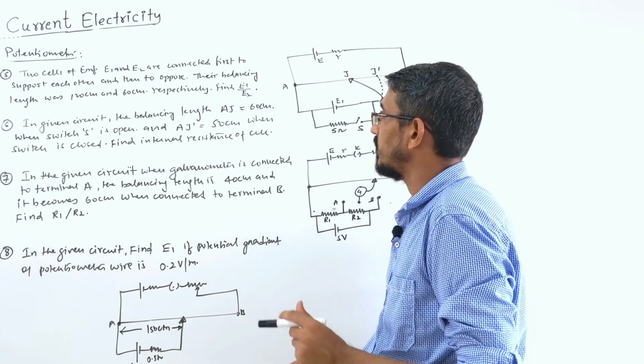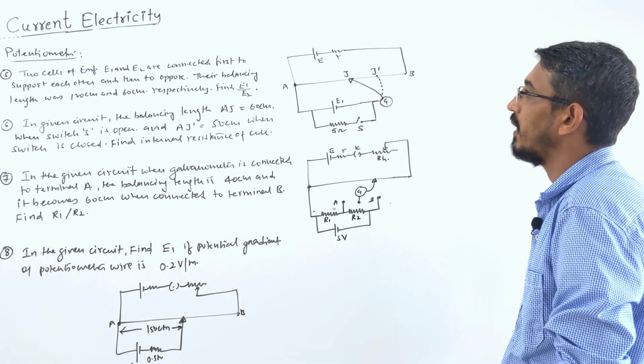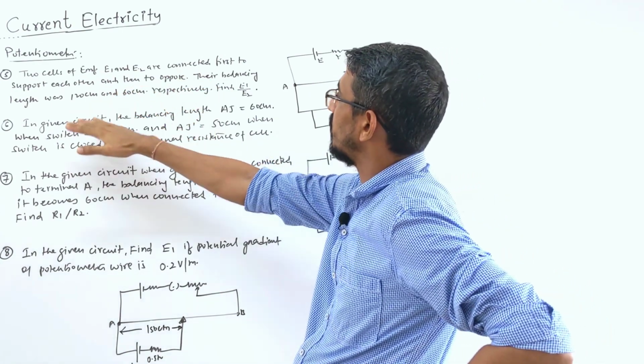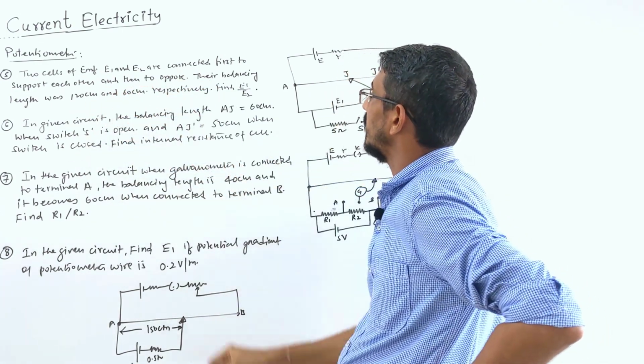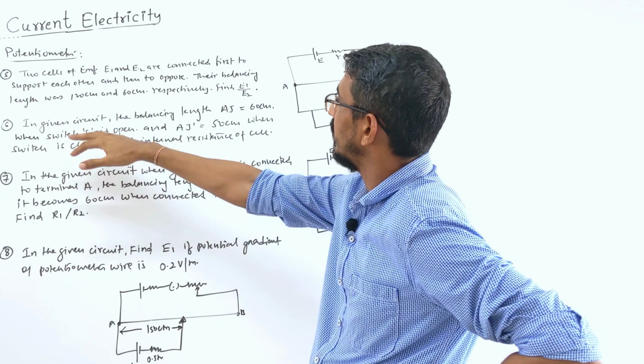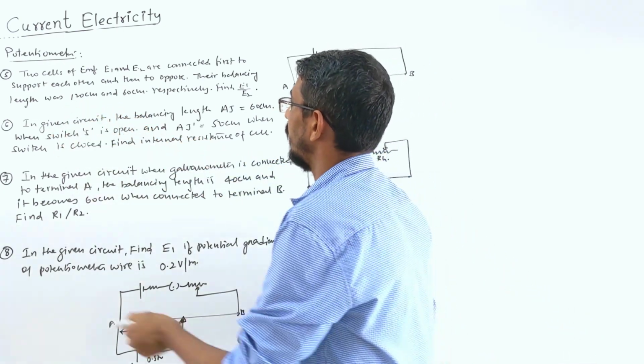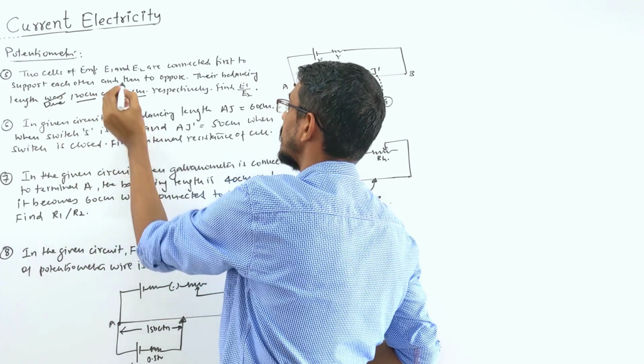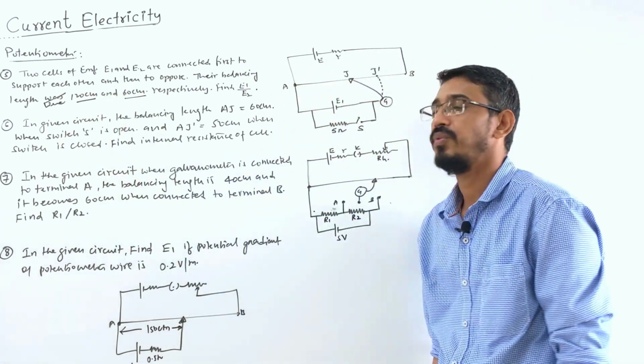Okay, few more problems based on potentiometer. Okay, let's see. Two cells of EMF E1 and E2 are connected first to support each other, then to oppose each other. Their balancing lengths were 120 centimeter and 60 centimeter respectively. Find the ratio of E1 and E2.